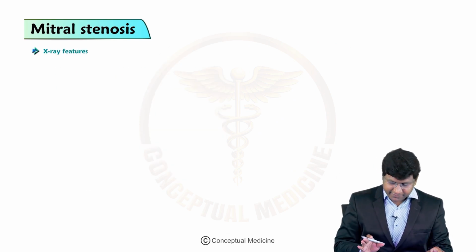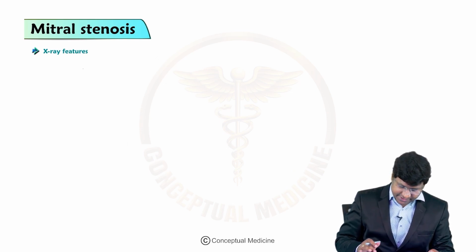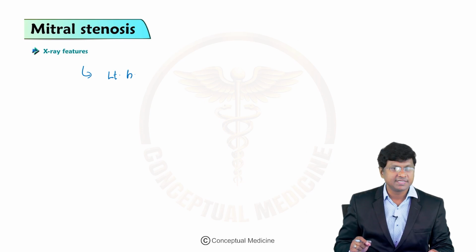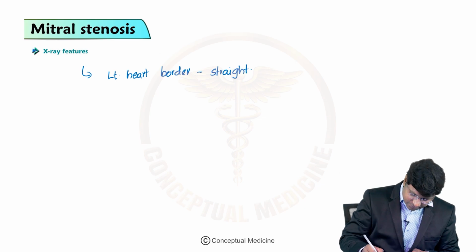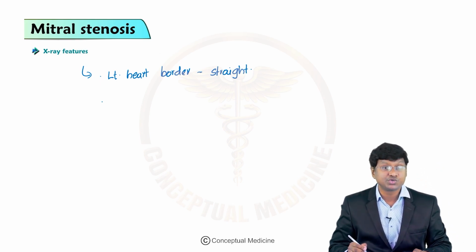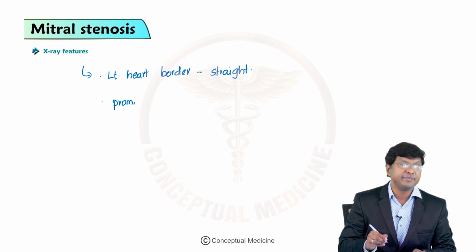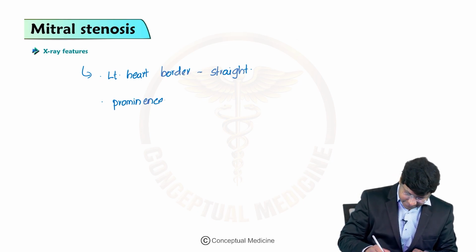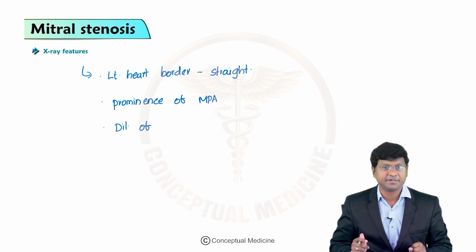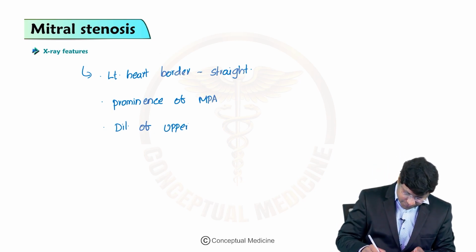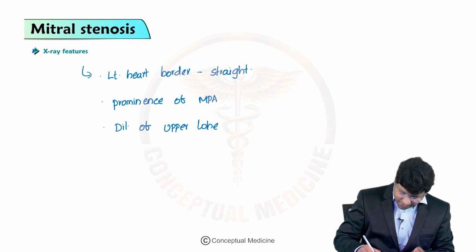Okay, next. Now after having discussed the ECG in patients with mitral stenosis, let me discuss the chest X-ray. First I'll tell you the findings and then I'll show you the X-ray picture as well. If you take the left heart border, it is straight. And the next important finding is prominence of the main pulmonary artery, and there will also be dilatation of upper lobe pulmonary veins.